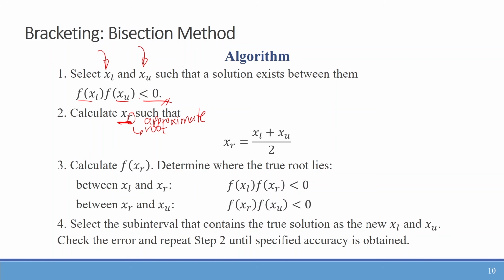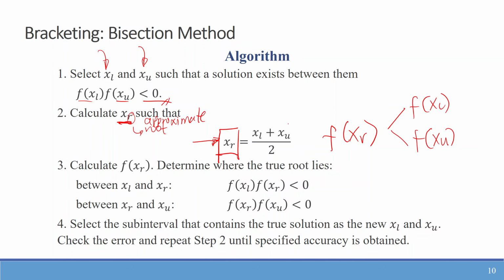Now, to approximate the root using the bisection method, we are just going to get the average of the lower and the upper limit. That is just xl plus xu all over 2. After getting our approximate root, or the xr, we need to get the function of that. And afterwards, we are going to compare this with the previous functions of the lower and the upper guess, because again, this will define what will be our next step.